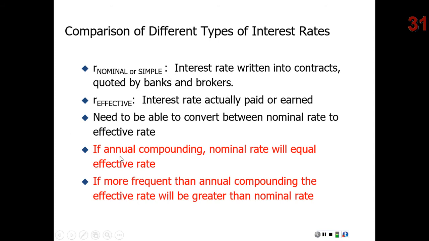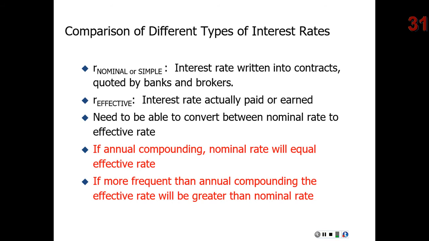And the way it works is, if we have annual compounding, then the nominal rate would be the same as the effective rate of interest. There's no difference. But if we have more frequent than annual compounding, for example, just what we looked at, semi-annual or quarterly, then the effective rate is always going to be greater than the nominal rate of interest if everything else is equal. Now, we're going to learn how to convert between these two different types of interest rates. There's a couple ways you can do this.